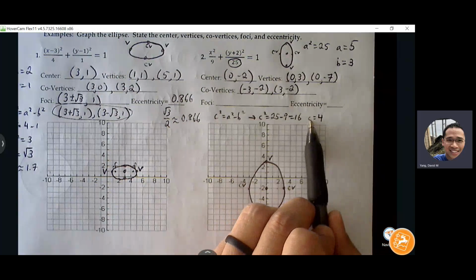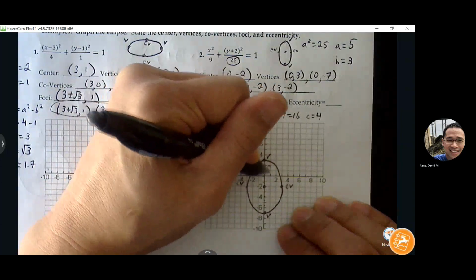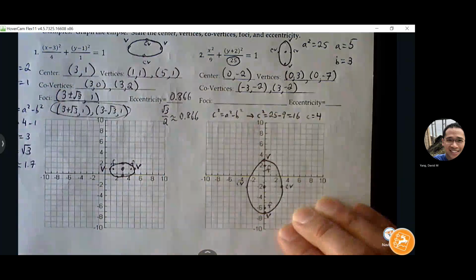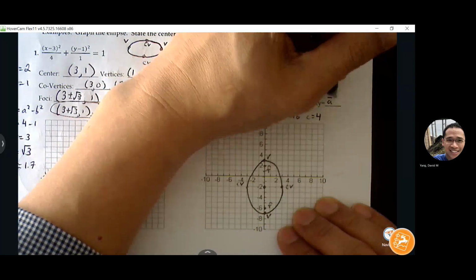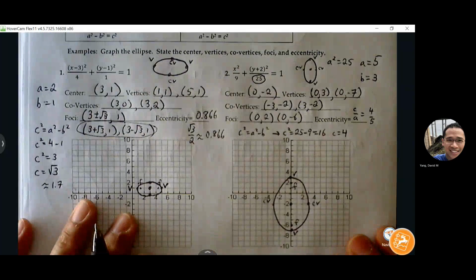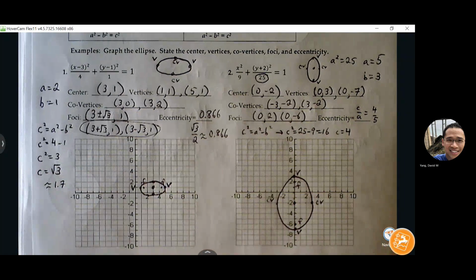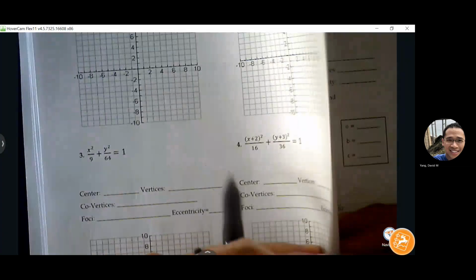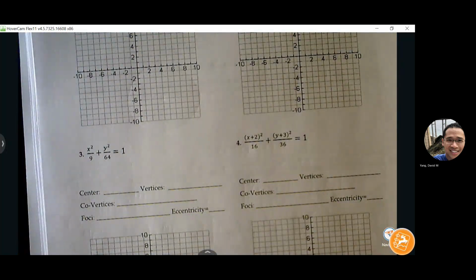The nice thing here is that the C value ends up being a whole number, so I can just count up and down without having to resort to square roots. Okay, any questions?